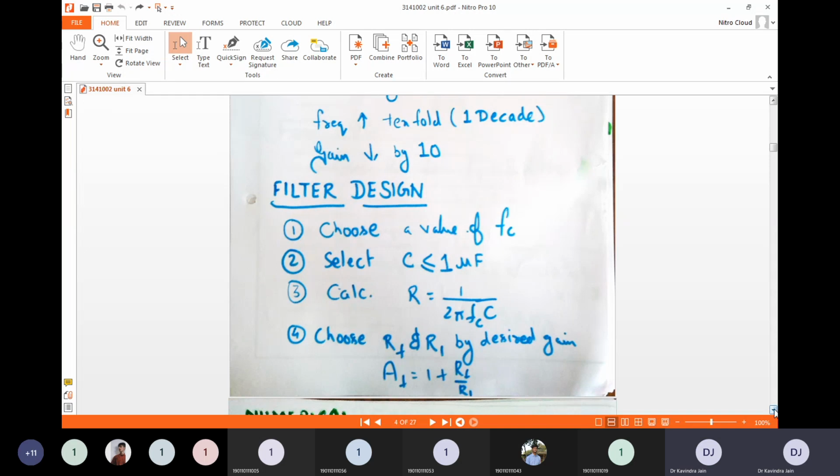Design a low pass filter at a cutoff frequency of 1 kilohertz with pass band gain 2.